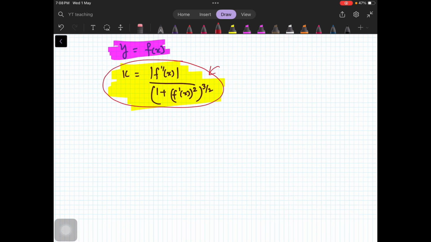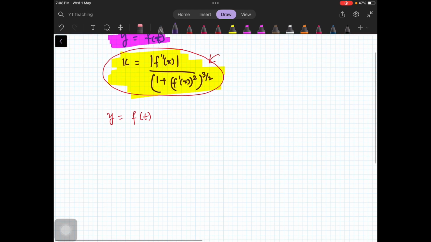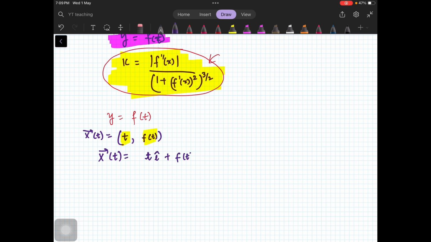Suppose this is your curve y is equal to f of t, or f of x, whatever you want to call it; let me just write f of t. That means my parameter is t here. So, for t, the point on the curve is (t, f of t). This is my x of t vector according to our notation, right. For t on the x axis, f of t is on the y axis. So my x of t vector is t i vector plus f of t j vector.